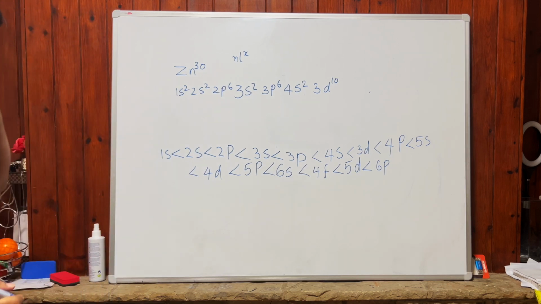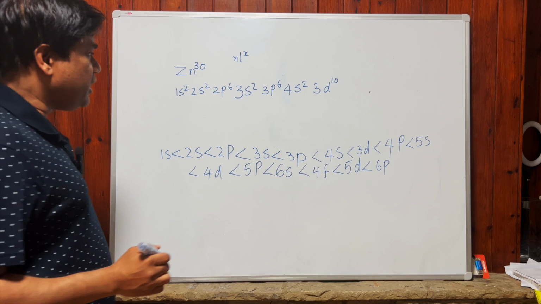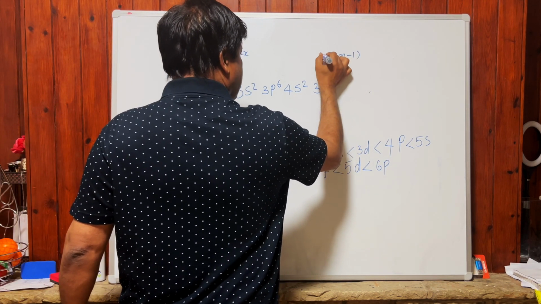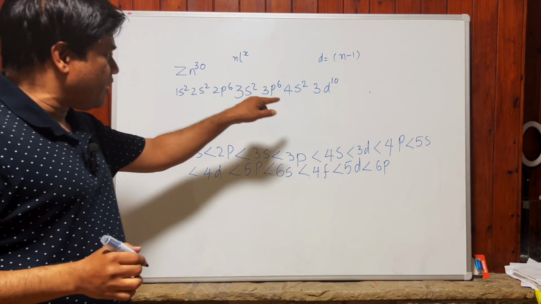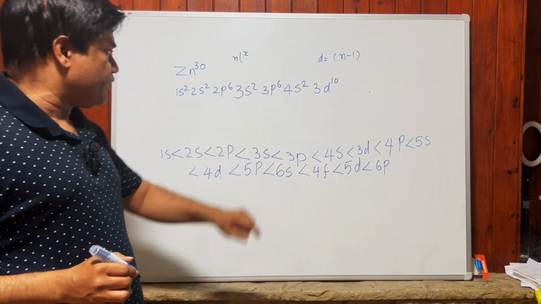Now 3d10. So I told you d is always n minus 1. d equals n minus 1. When my main energy level is 5, d is 4. When our main energy level is 6, d is 5.